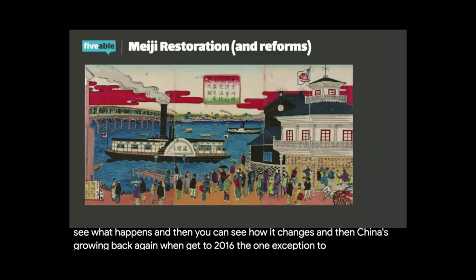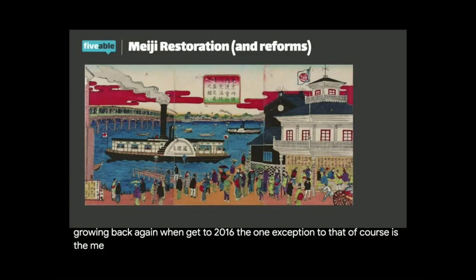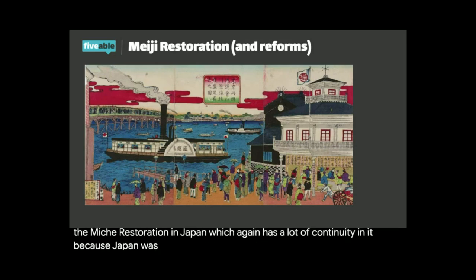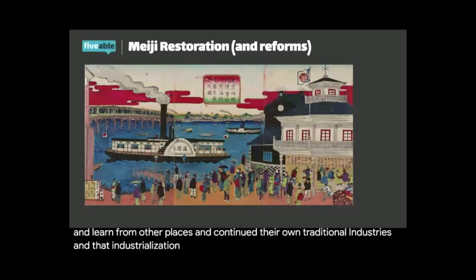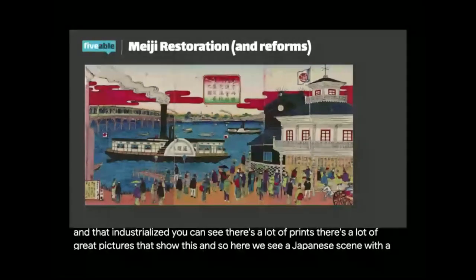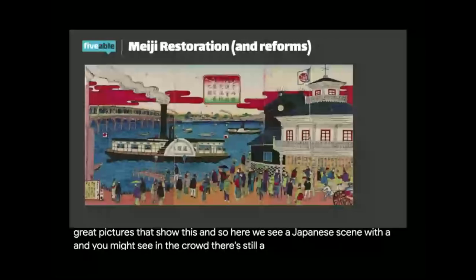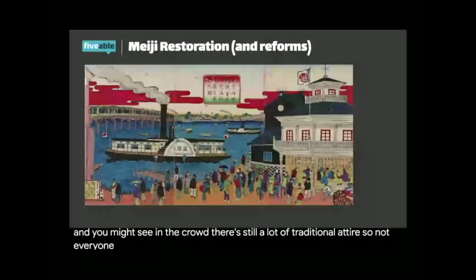The one exception to that, of course, is the Meiji Restoration in Japan, which again has a lot of continuity in it, because Japan was manufacturing things, but they also invited in experts, learned from other places, continued their own traditional industries, and then industrialized. There are a lot of great pictures that show this. Here we see a Japanese scene with a steamship and a railroad bridge. In the crowd, you might see there's still a lot of traditional attire. So not everyone changes everything. There's continuity and change.